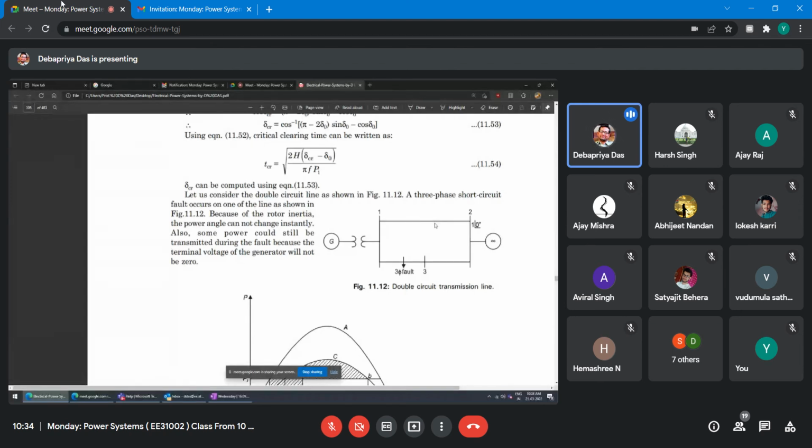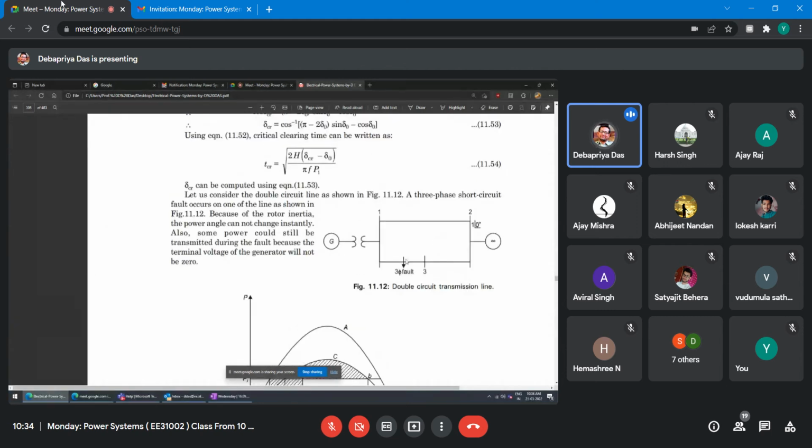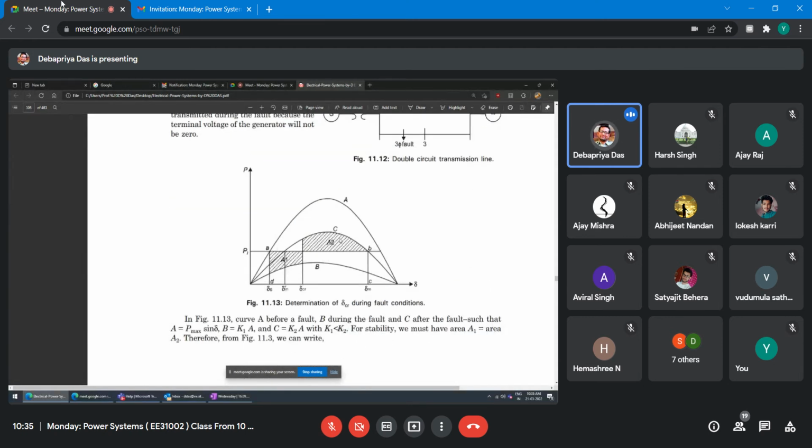So what will happen? The voltage during this fault will not be zero, right? So some power will be transmitted. But when this line fault is cleared, this line will be there, so voltage will improve. Right. So that's why this curve C will be your power after the clearance.